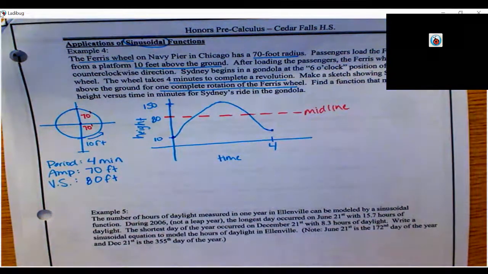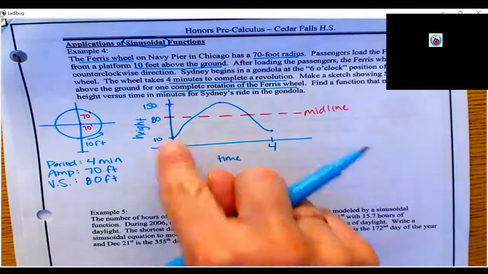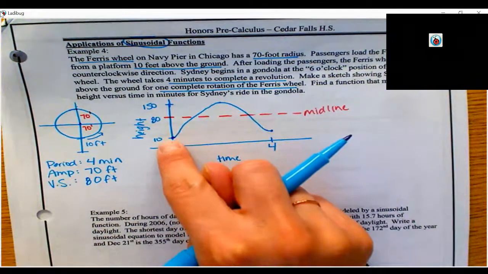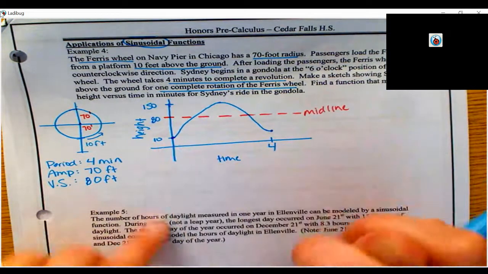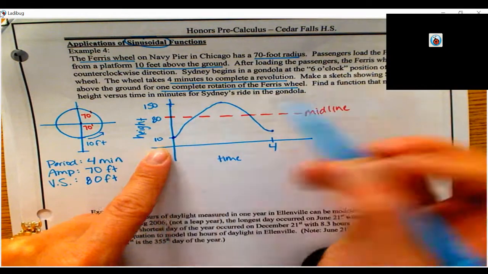Is it going to be easier to write a sine or a cosine function for this? Why? Gage says cosine. Yeah, it looks like a cosine graph except it's flipped, right? Do you see that? Normally cosine starts at its maximum, now it's starting at its minimum. So it's probably easier to write cosine because then you don't have to worry about what this value is. Does that make sense? That makes it easier.